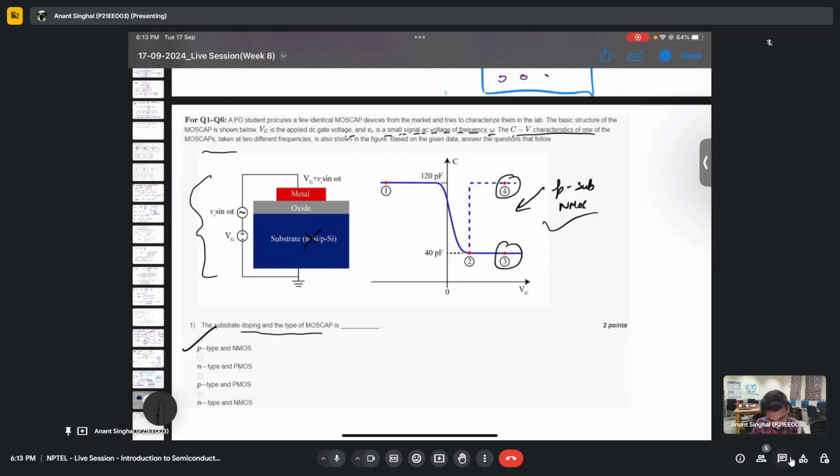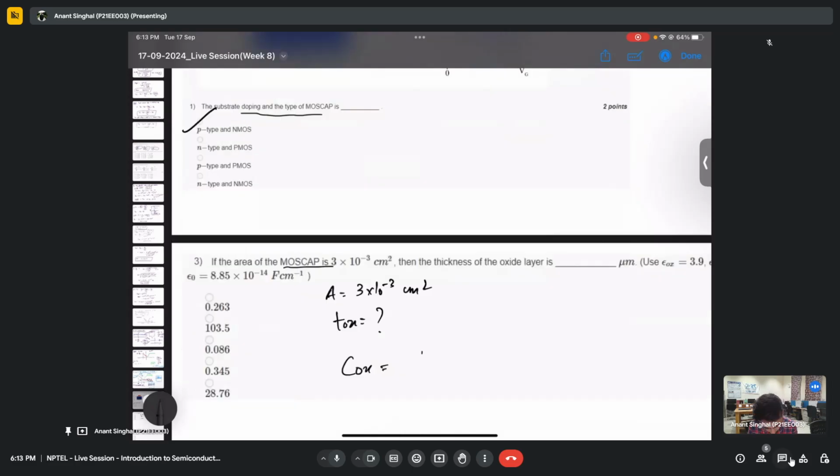Yes, that's correct. So maybe I can solve this. It is nothing but epsilon ox by Tox. So now the question is asking for the oxide thickness in micrometer. And I hope you know that this oxide capacitance that we always calculate is farad per centimeter square, right? So that is why this is into area. That is why they have given the area to calculate the exact Tox. Is it fine?